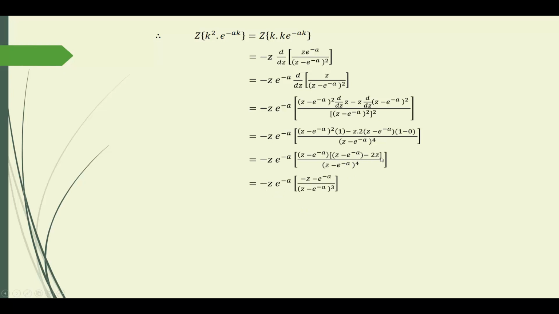Now here z minus 2z is minus z minus e raised to minus a upon z minus e raised to minus a bracket cube equal to, we get this minus minus become plus z e raised to minus a, z plus e raised to minus a upon z minus e raised to minus a bracket cube equal to, we get z e raised to minus a into bracket z minus e raised to minus a upon z minus e raised to minus a bracket cube for mod z greater than mod of e raised to minus a.